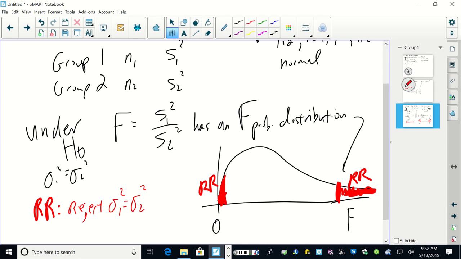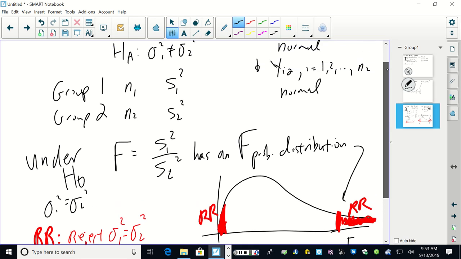And so the p-value would be 2 times, if S1 squared is larger, 2 times this area. If we end up with a ratio that's less than 1, then it's going to be 2 times that area, and that'll be our p-value. So that's the standard variance test that gets done. So let's look at just a couple numerical examples. But any questions about what we're doing or computing?